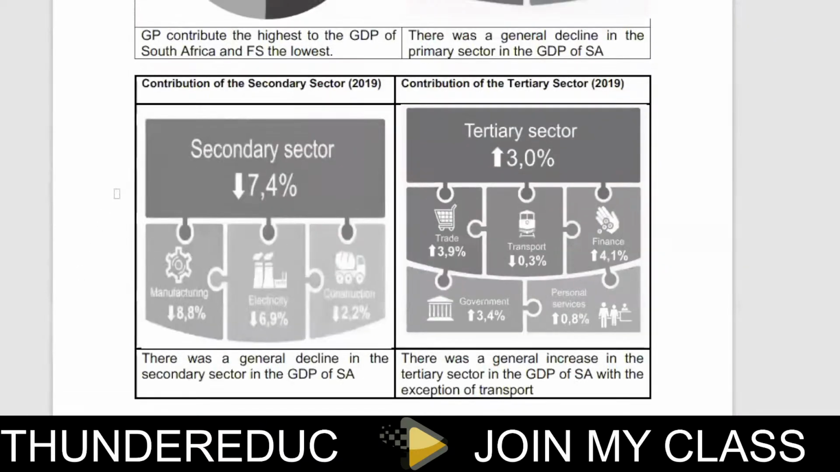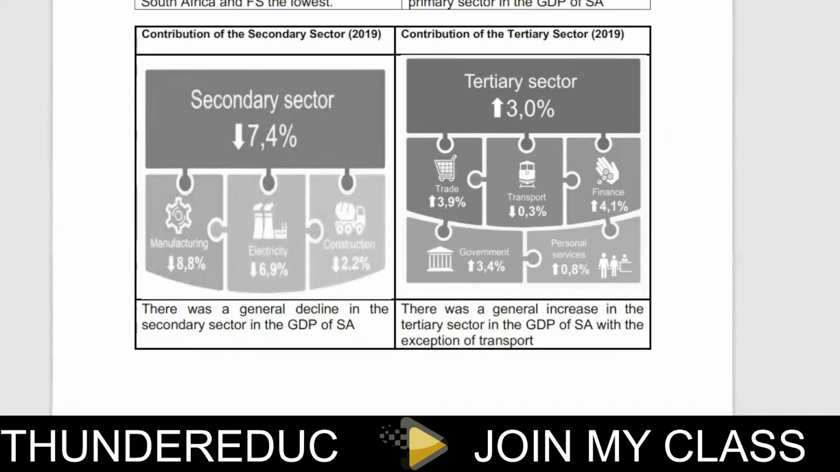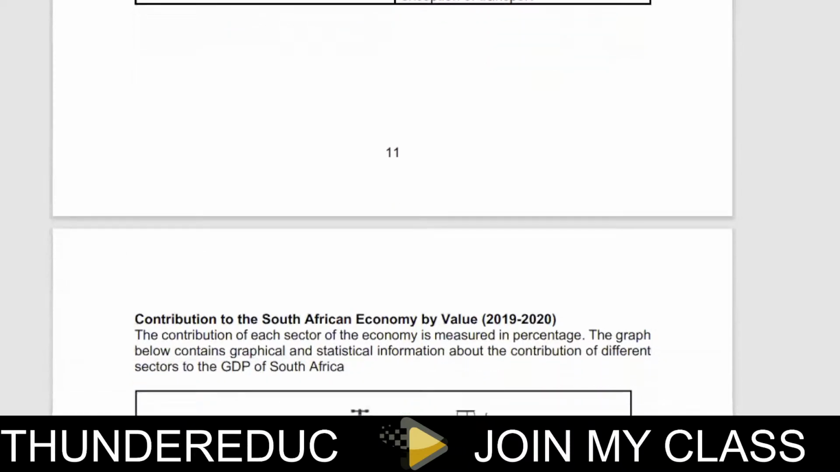When you look at them, look at this contribution of the secondary sector. This is just recent, 2019. There was a general decline in the secondary sector production of South Africa, which declined to this. So manufacturing, look at this. Now this is the average contribution of the secondary sector. Okay, then we also have the tertiary sector, which talks about, in other words, tertiary services: trade, transport, finance, all those personal services, government. They contribute this much to the economy of South Africa.